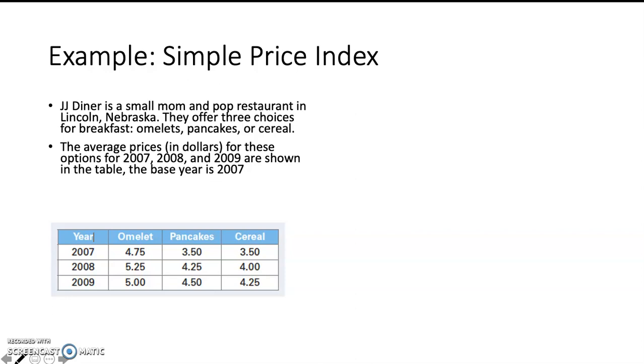This first example is to count the simple price index. Here we have JJ Diner, a small mom and pop restaurant. They offer 3 choices for breakfast: omelette, pancakes, or cereal. The average prices in dollars for these options in 2007, 2008, and 2009 are shown in the table. The base year is 2007.